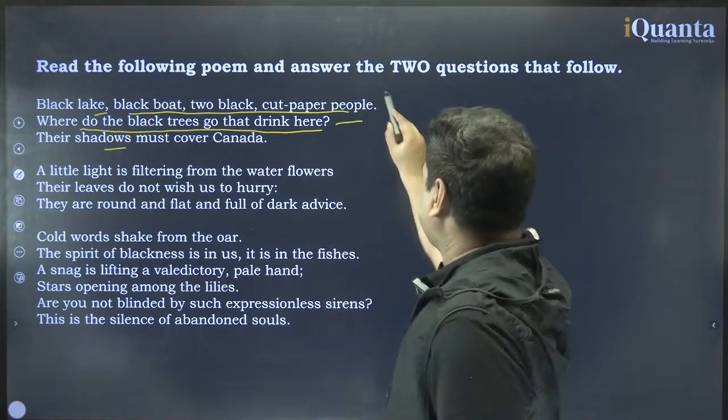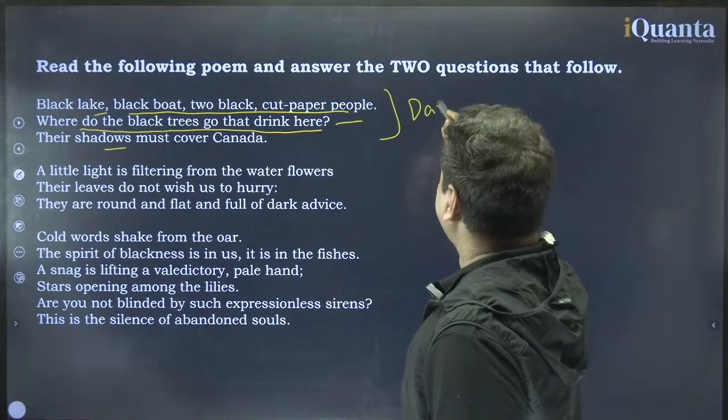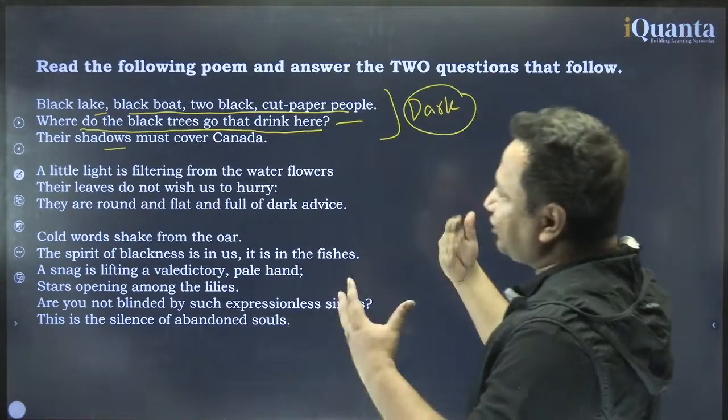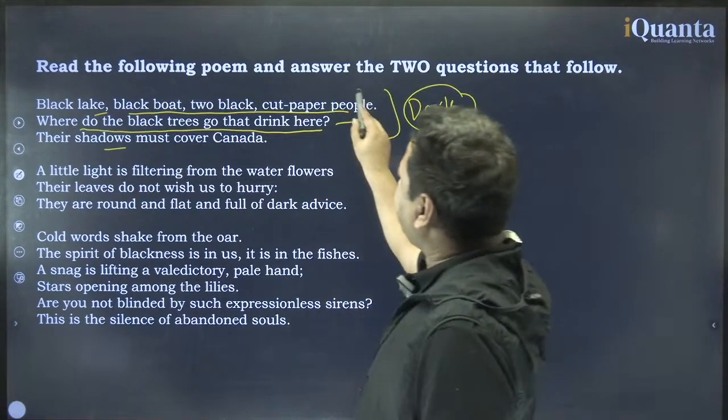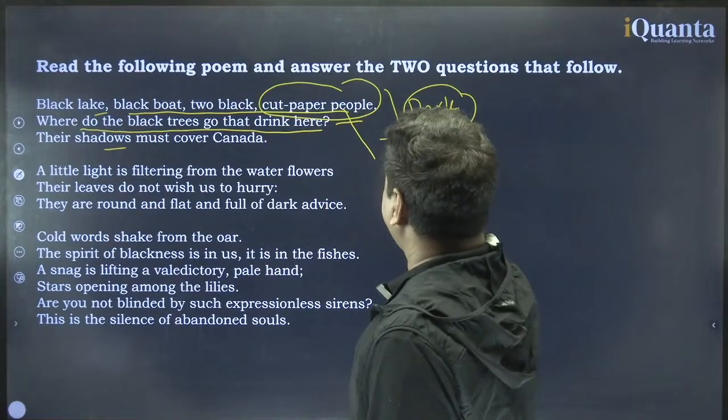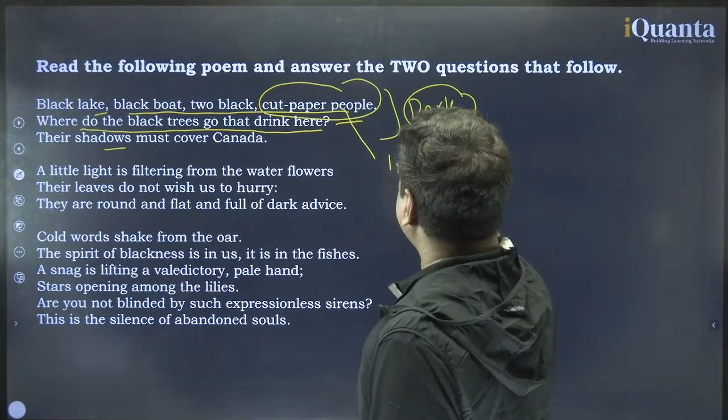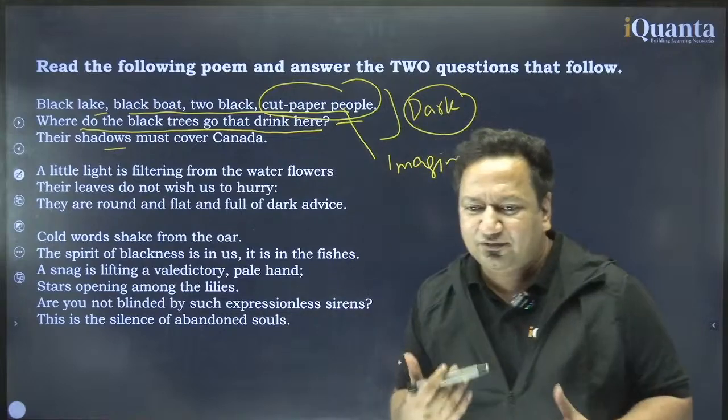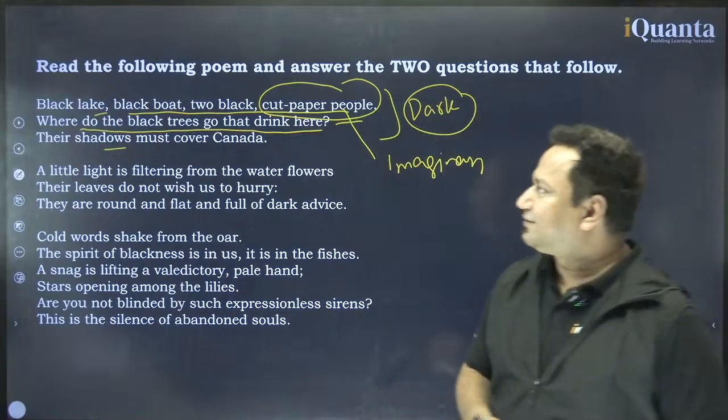But having said that, we get the feeling that the poem is about something dark, and also these cut paper people can be imaginary, isn't it? We don't know the exact meaning, but that is what we can kind of conclude, infer.